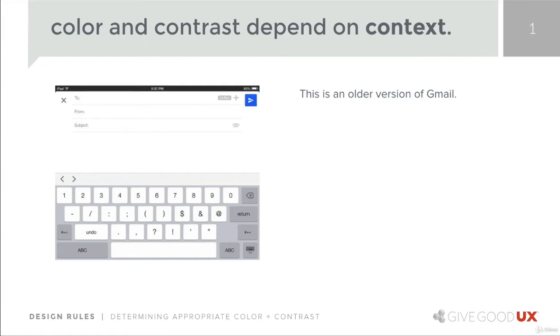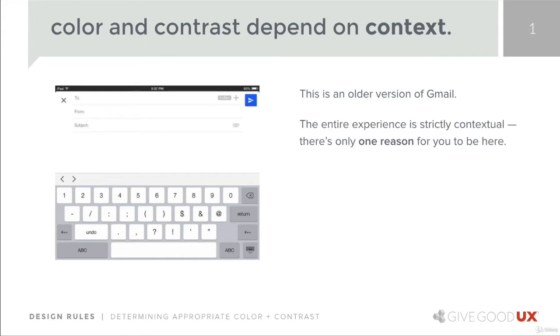There's a guy that wrote an article that I took this from, and God forbid if I was able to find it and properly credit this guy. But it's brilliant. When you look at this, the entire experience of using Gmail is strictly contextual, which means there's only one reason for you to be here. Especially in this screen, okay? When you hit this screen, there's only one reason you're doing this, and that is to send an email.